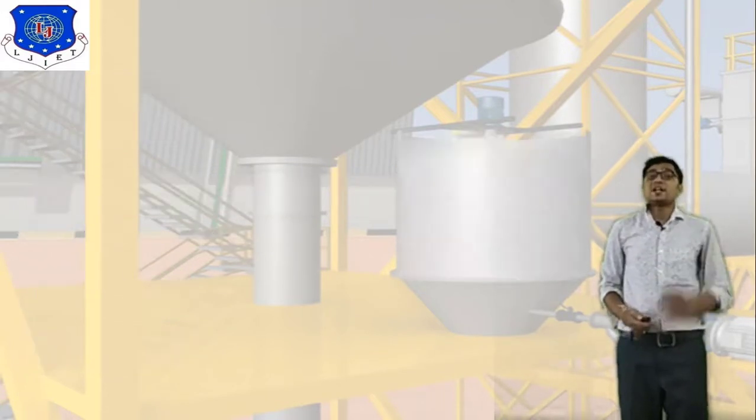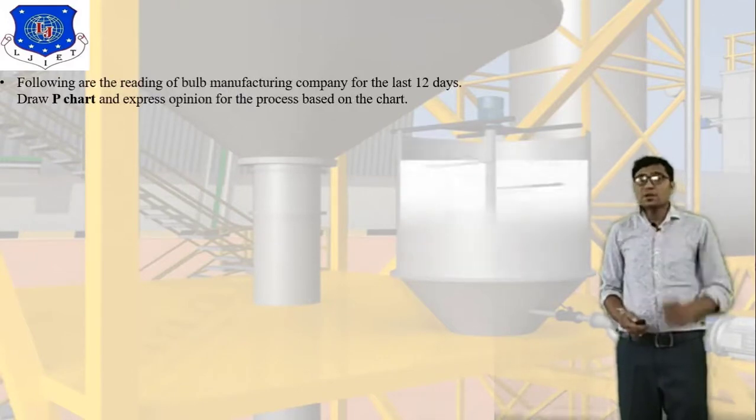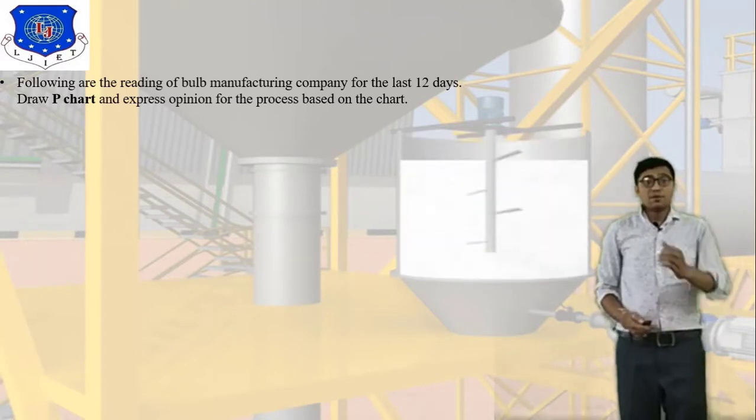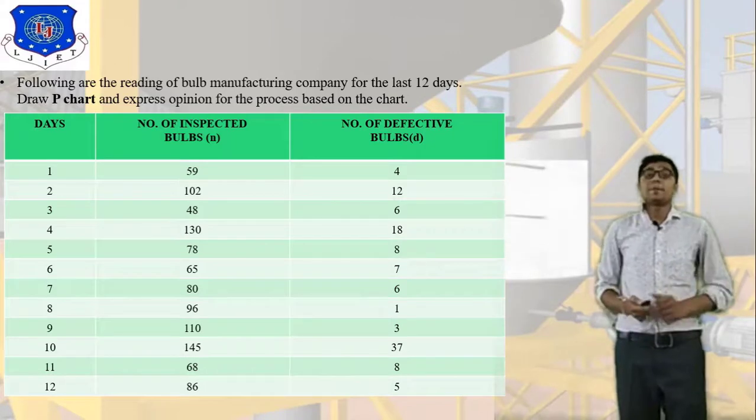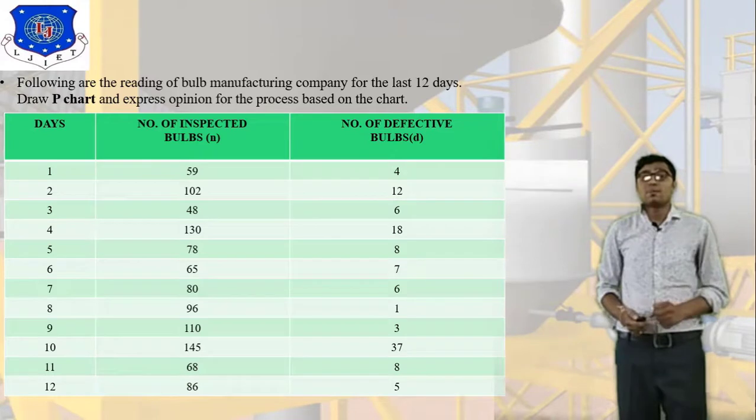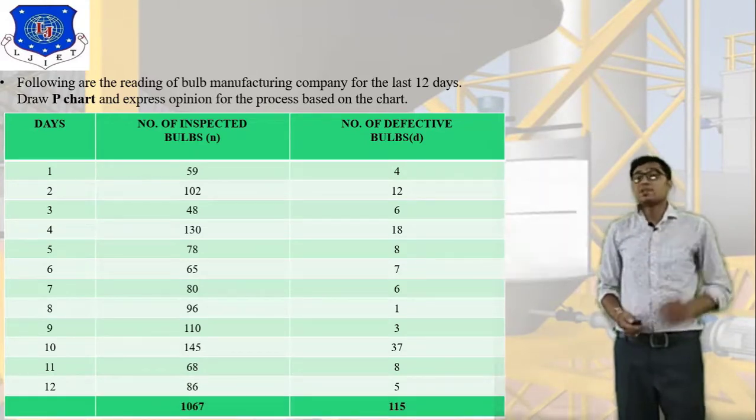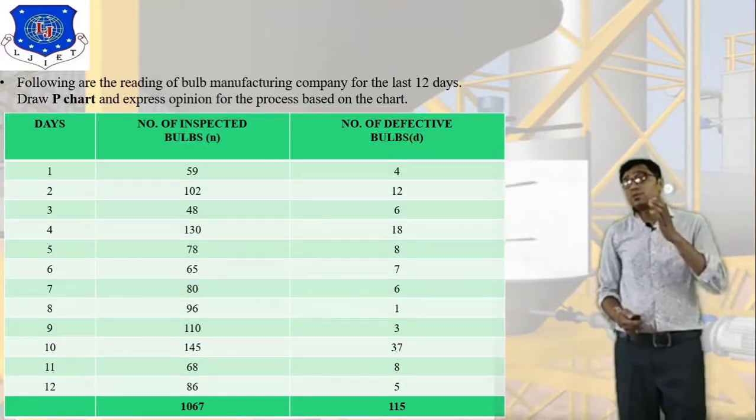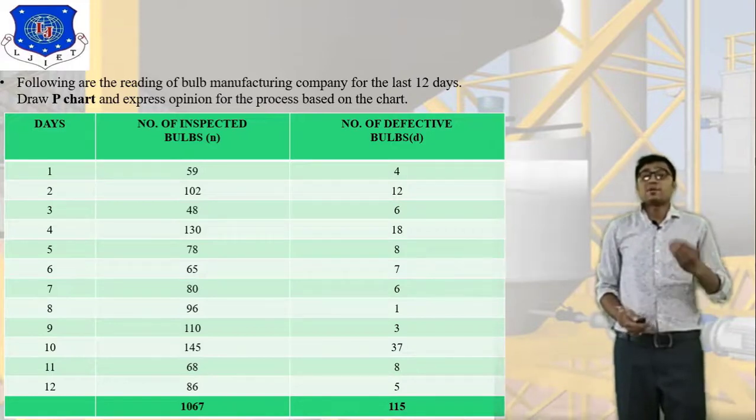So let's start the numerical related to the P chart. Here are the readings of a bulb manufacturing company for the last 12 days. Draw the P chart and express your opinion on the process. Here I have attached 3 columns: the first is the number of days, the second is the number of inspected bulbs, and the third is the number of defective bulbs. There are 12 days.